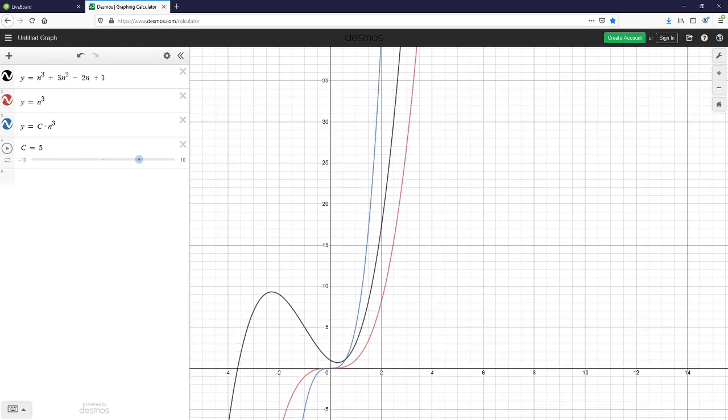And so this isn't really sufficient proof in terms of mathematics, because technically something crazy could go on beyond the range that we see. But because you know that these are polynomials, you know that their end behavior is just going to go pretty much as this goes, right? So this is n cubed. This is the n cubed plus 3n squared minus 2n plus 1. And this thing is 5 times n cubed.